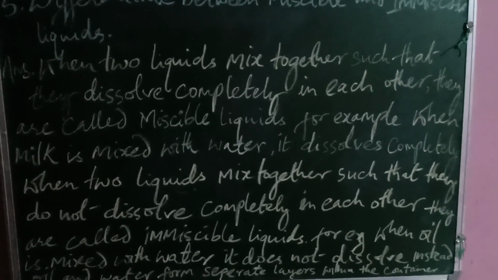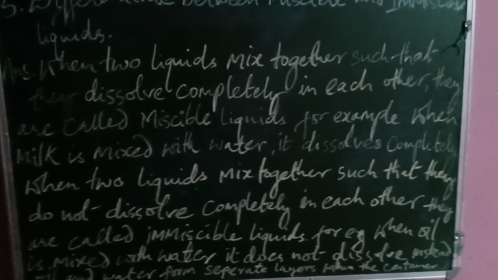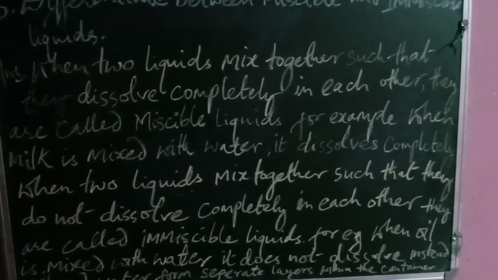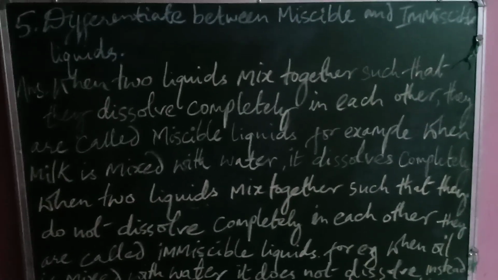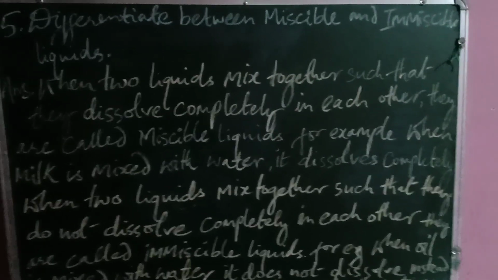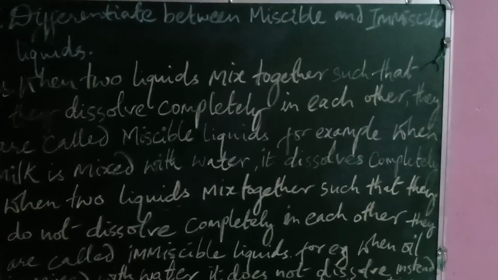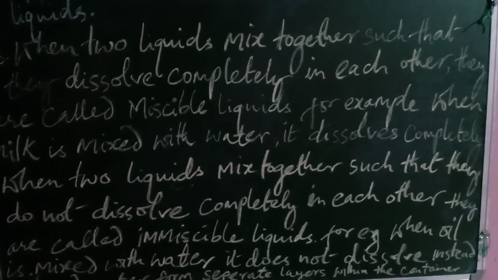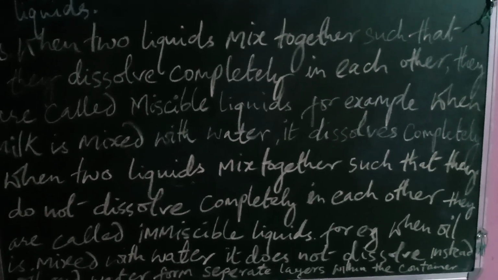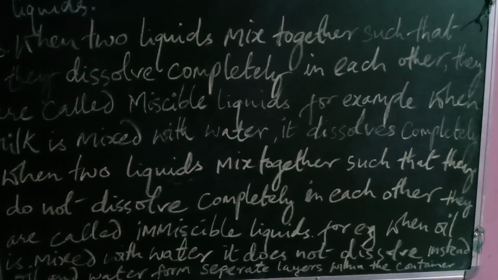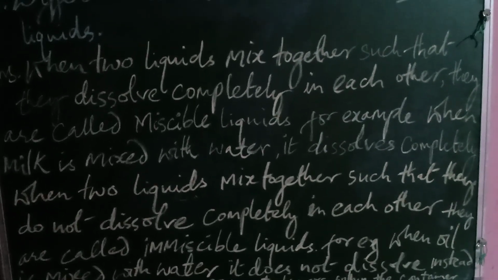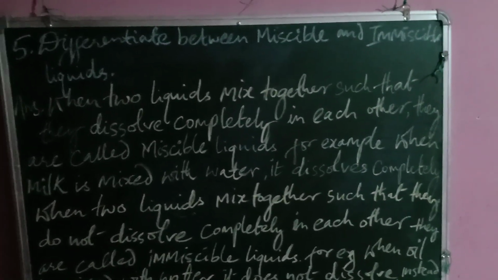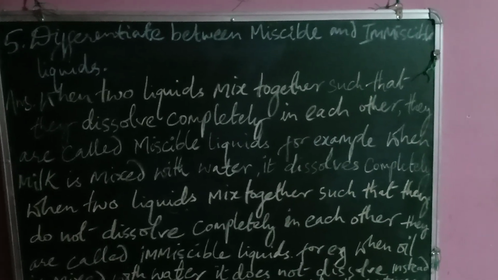Then when two liquids mix together such that they do not dissolve completely in each other, they are called immiscible liquids. So you have to write just the opposite of miscible, it is immiscible liquid. For example, when oil is mixed with water, it does not dissolve. Instead, oil and water form separate layers within the container. This is how you differentiate miscible and immiscible liquids.